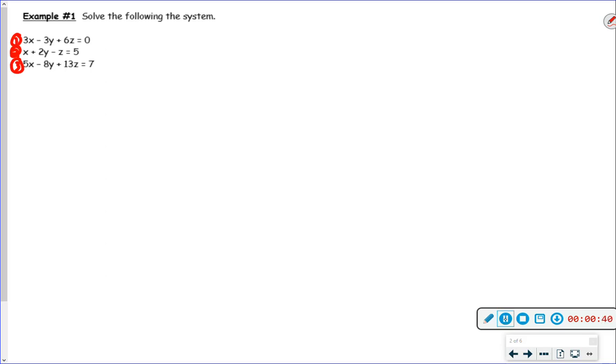Okay, so I'm looking through the x's. I've got 3, 1, 5. That's not so bad. Y, 3, 2, 8. Z, I see a 13. Forget it. So I'm going to get rid of the x's. So I'm going to start with the first 2 equations. So I'm jotting down the first one.